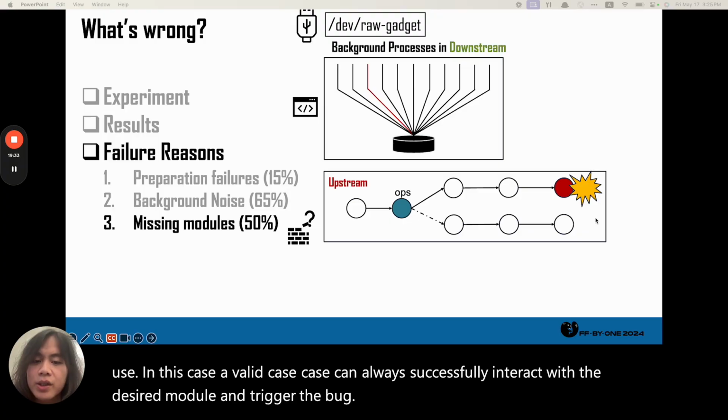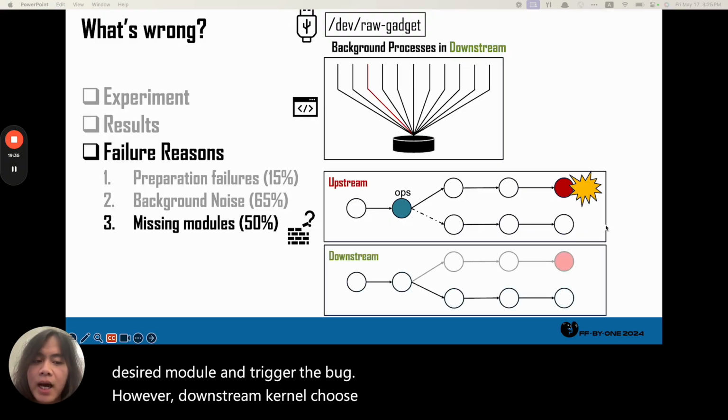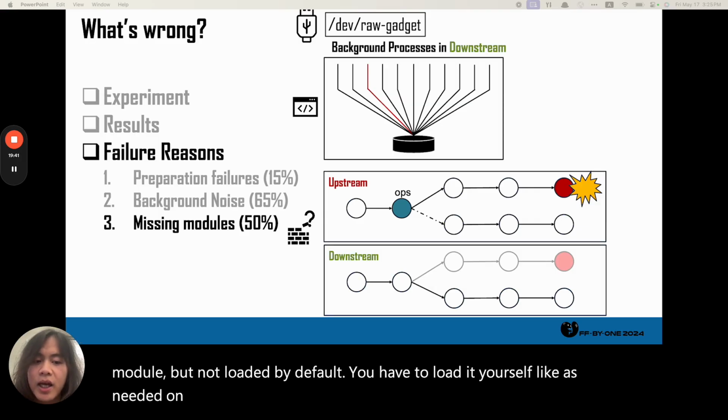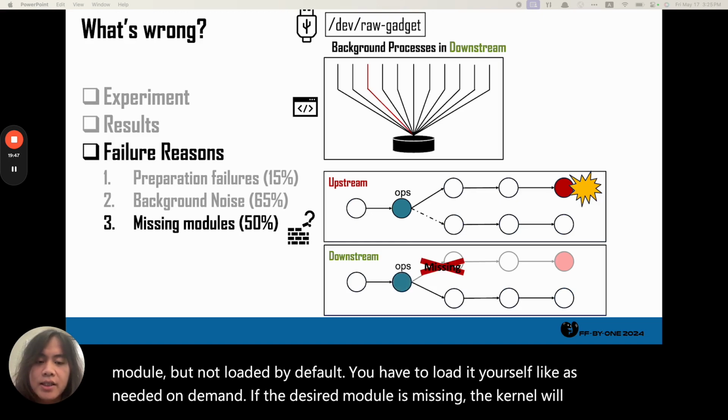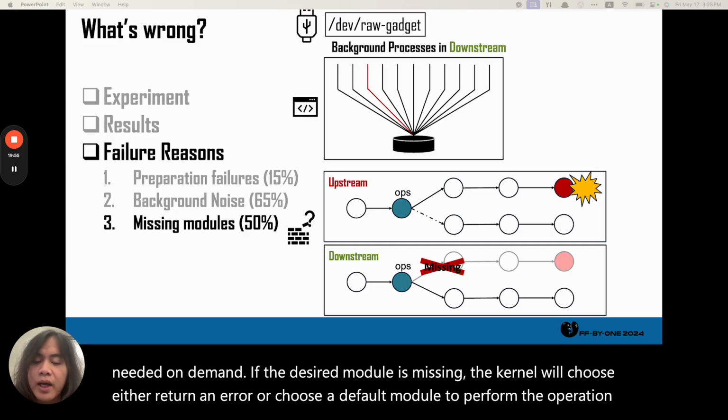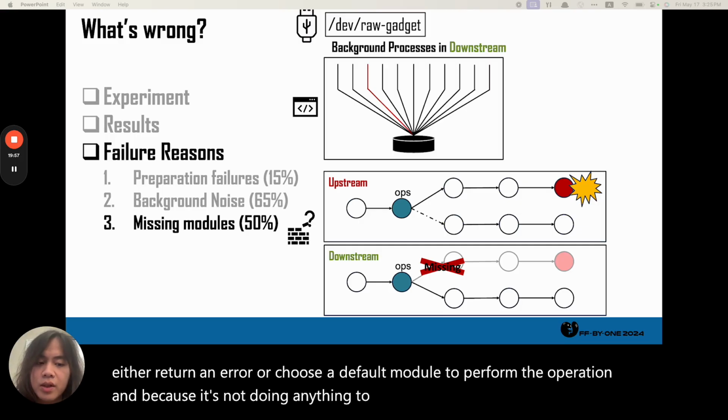However, the downstream kernel chooses another way. They compile such modules but do not load them by default. You have to load them yourself, on demand. If the desired module is missing, the kernel will either return an error or choose a default module to perform the operation. And because it's not doing anything to the vulnerable module, the same POC will fail to trigger the bug.